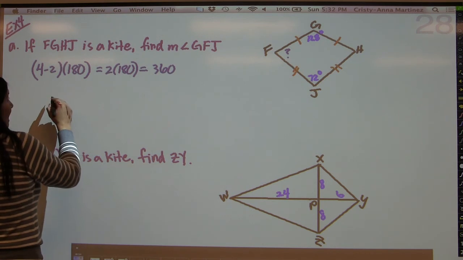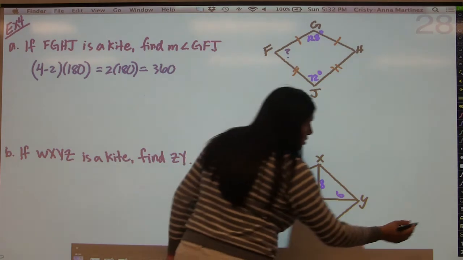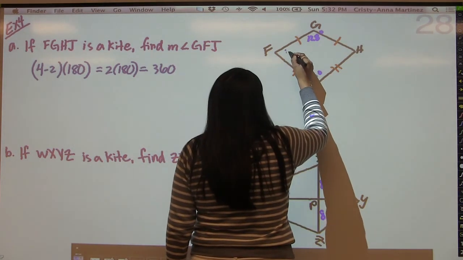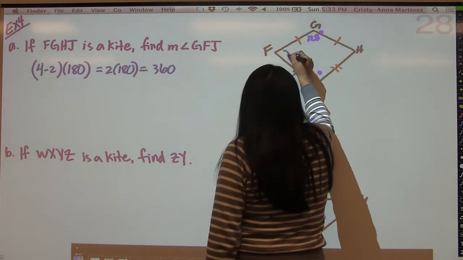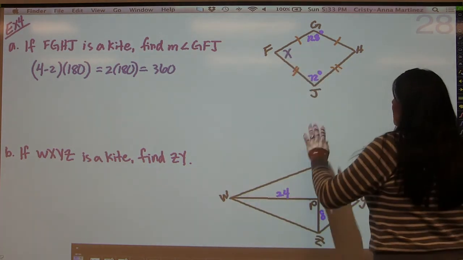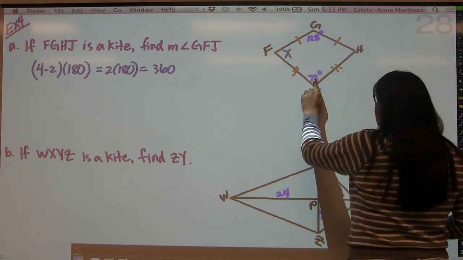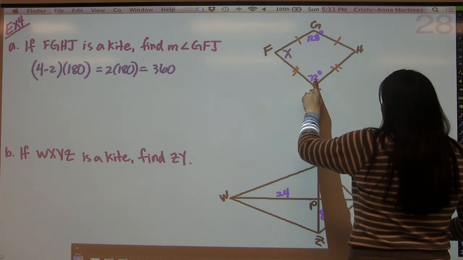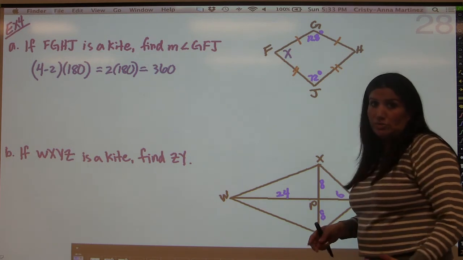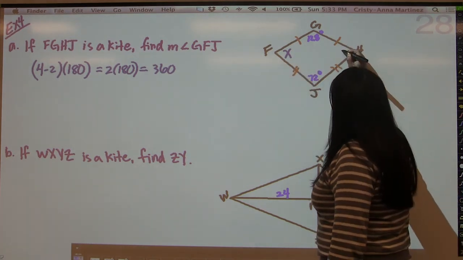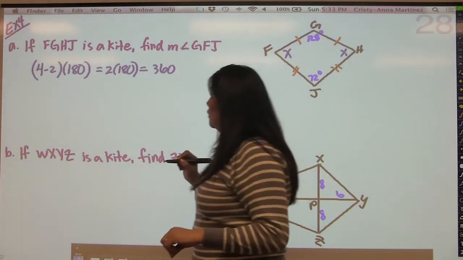So let's just go ahead and call this angle F, that I don't know what it is, X. And the reason why I'm going to do that is because I can tell from the diagram that these 2 angles are not the same. This is 128 and this is 72. So that means that angle F and angle H are the pair of opposite angles that should be congruent. So if this is X, then this has to be X, because it has one pair of opposite angles congruent.